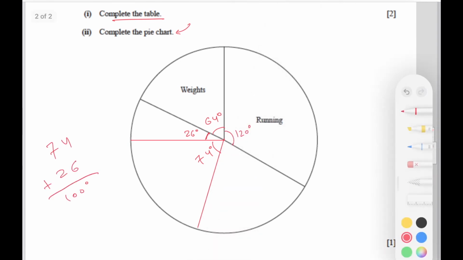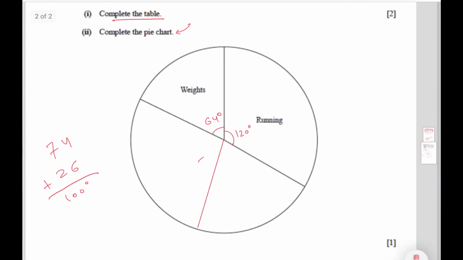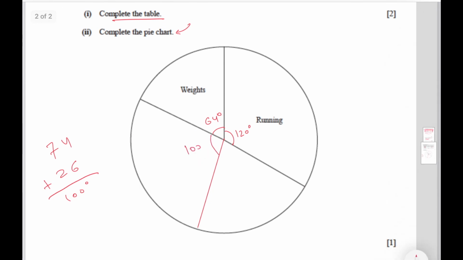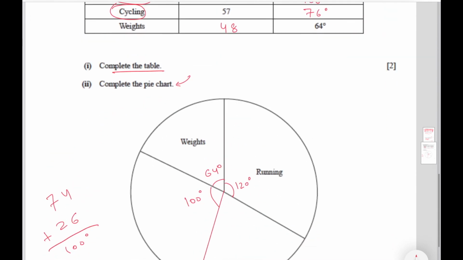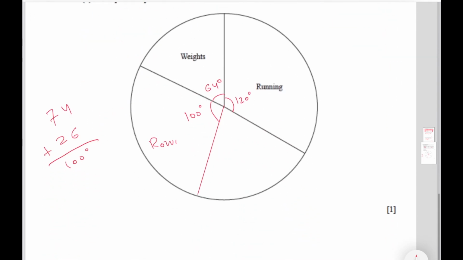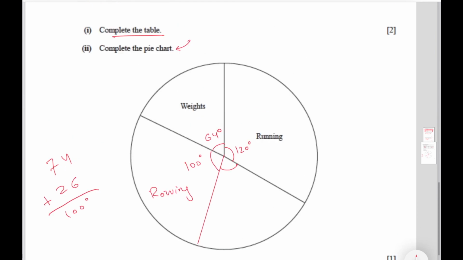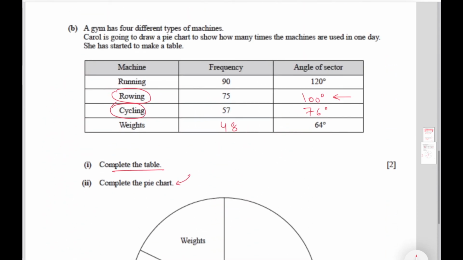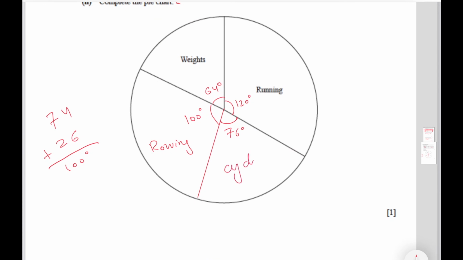So what I can do is I can remove the line in the middle, and this entire angle becomes 100 degrees, and this 100 degrees is for rowing. So the remaining part, this is going to be 76 degrees, which is for cycling. And our question is done.